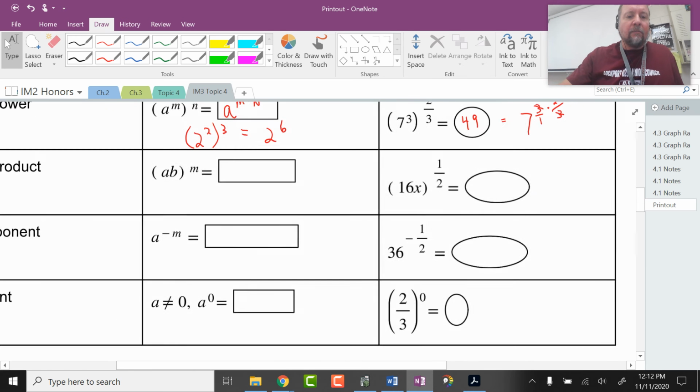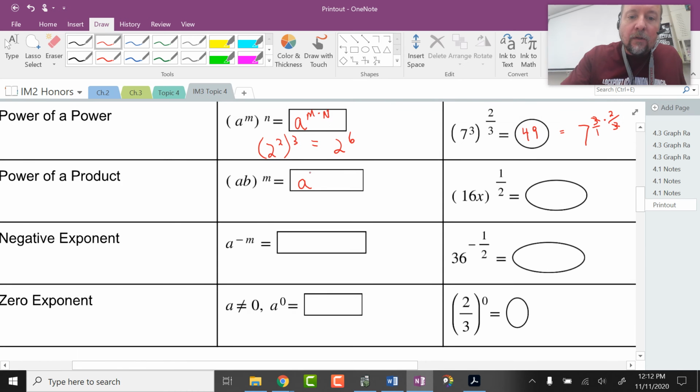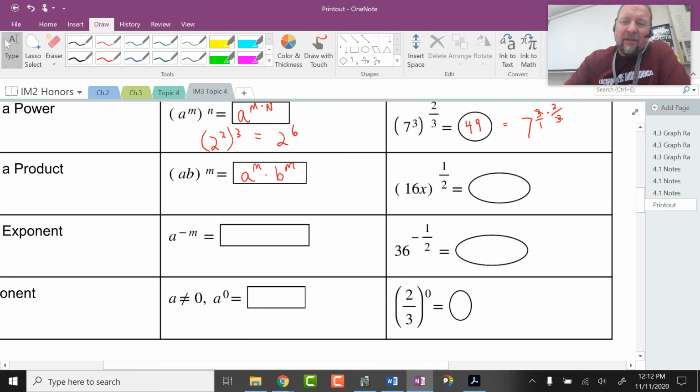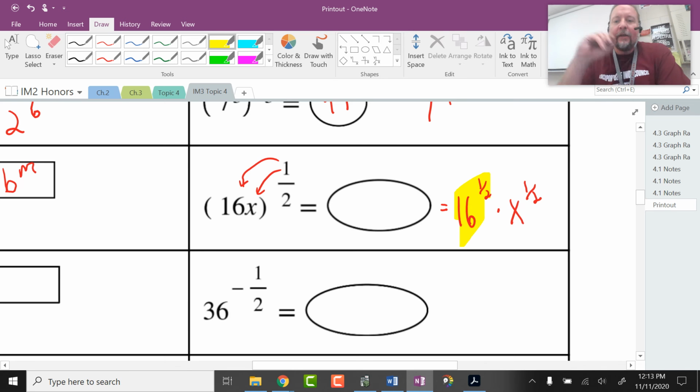Okay. You have a product raised to a power rule. So this just becomes a to the m times b to the m. All that means is you can distribute that power throughout that product and raise both parts of that product to that power. So this one becomes, I'm going to write this on the outside of the circle again, 16 to the 1/2 times x to the 1/2, because the 16x is all in parentheses, so it is both these raised to the 1/2 power. But the problem is, we should be evaluating this.